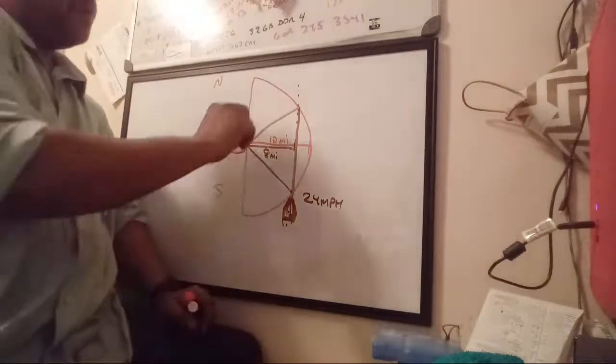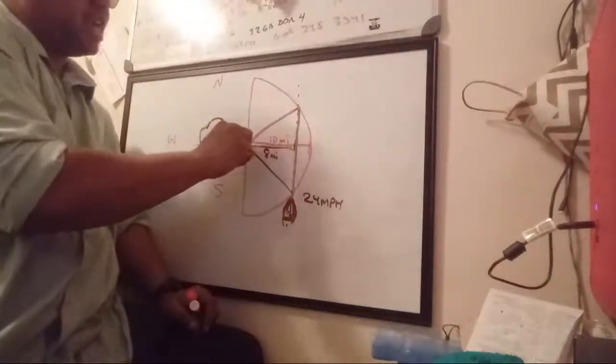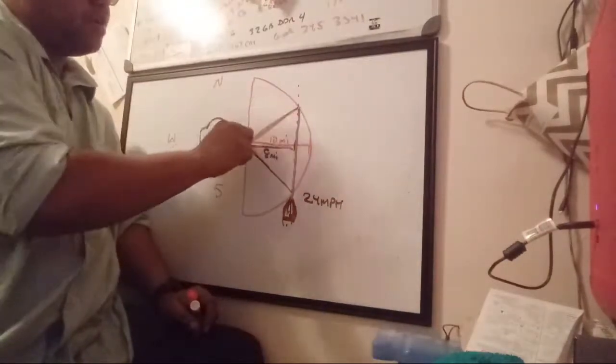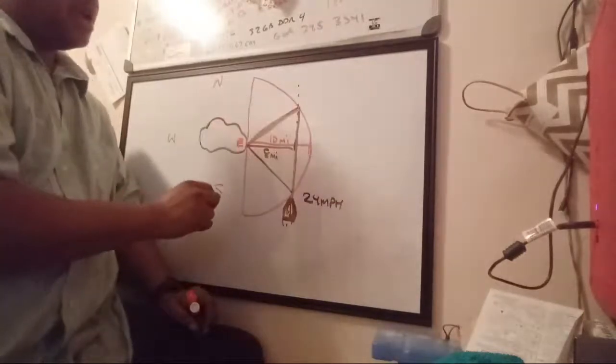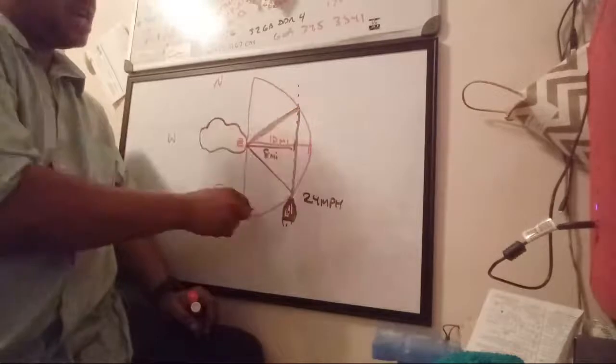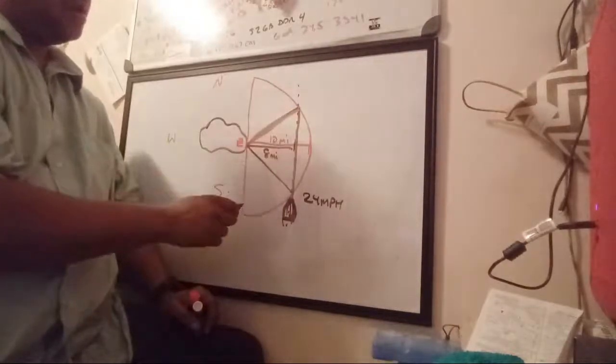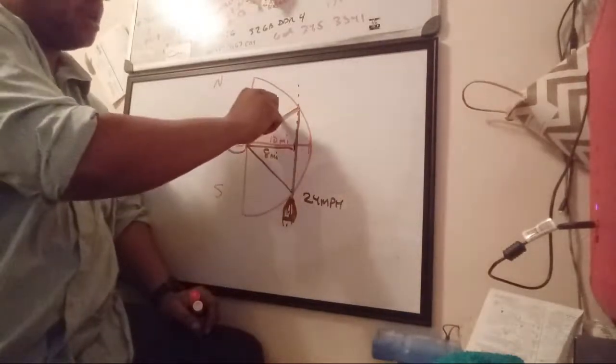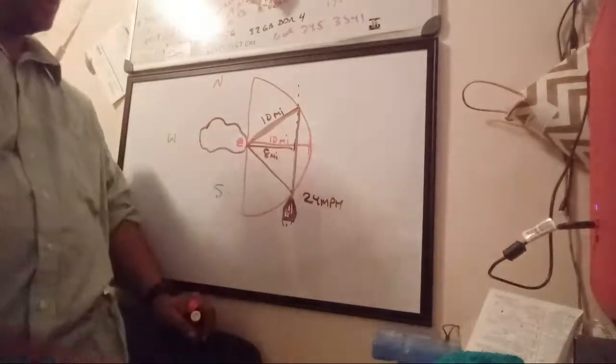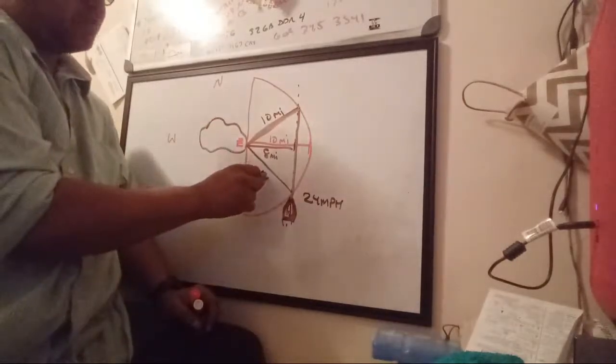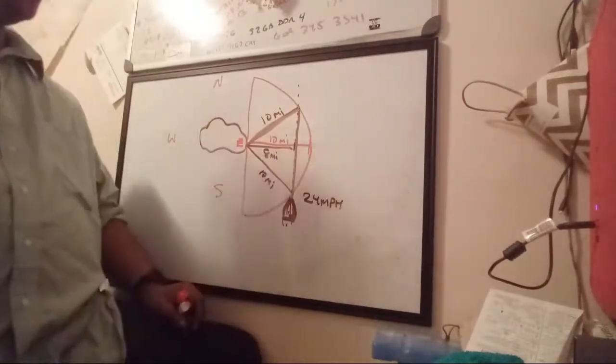All right. So, what is this distance, Jasmine? This distance here? 8? Is it 8? No. What is this? The range of the guns, dear? It's 10 miles. And what is this range? 10 miles, right? Yeah. Okay.